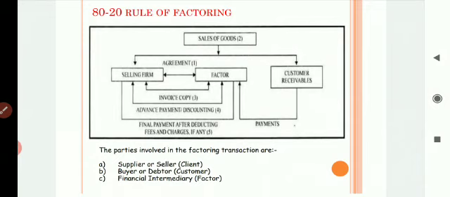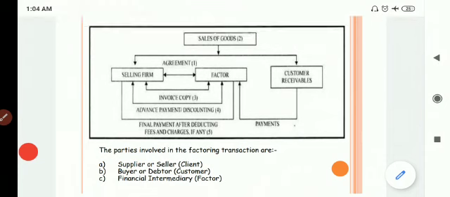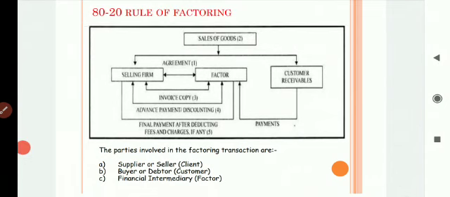Now, selling firm sells the goods to the customer. Customer has to give the bills, customer hand over the bills and give some date of, that is, it is purchased on credit, and give some date for the payment.